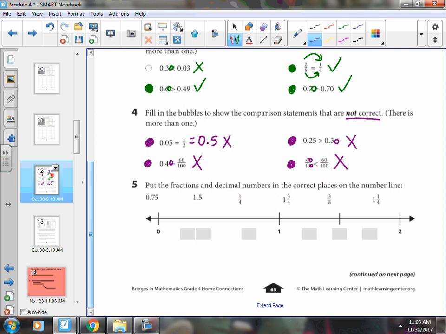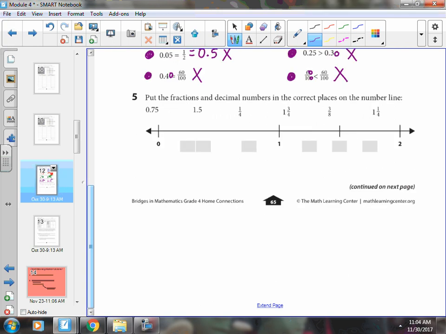Number 5, putting numbers on a number line can be kind of tough. I always start with the easiest ones first. And I like thinking of halvesies, right? Right in the middle of 0 and 2 is 1. And now let's do what's right smack in the middle of those as well. Right smack in the middle of 1 and 2 is 1 and a half, or 1.5. So that was an easy one, I think, to place.